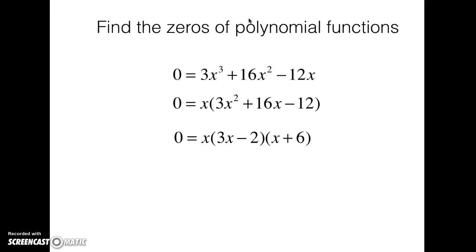The first zero is at x equals 0. Whenever you have an x that's a common factor on the outside, if you plugged in 0 here, then the whole entire thing would be 0. The second answer comes from the second factor. If we plugged in 2/3, we would get 0. And the third answer is x equals negative 6. If we plugged in negative 6, we would also get 0.